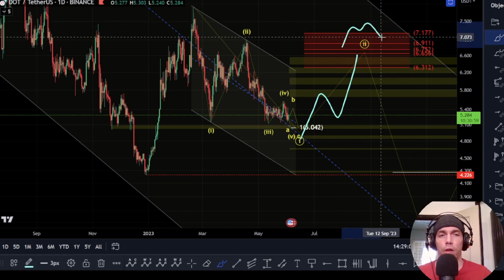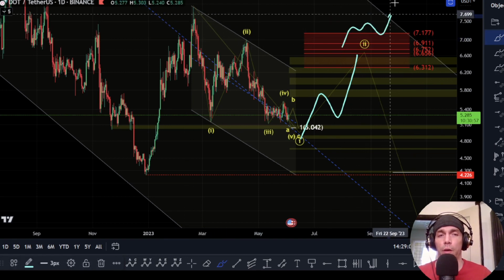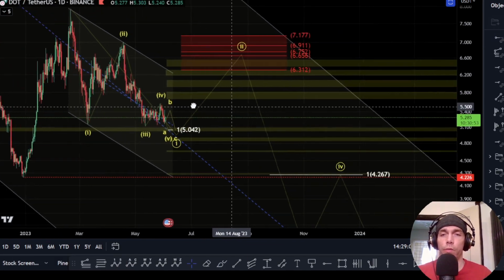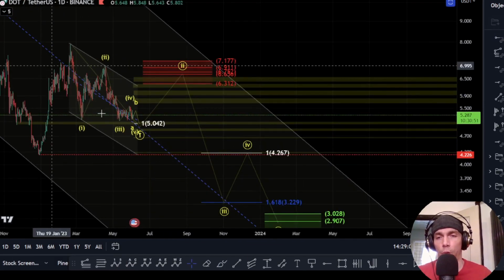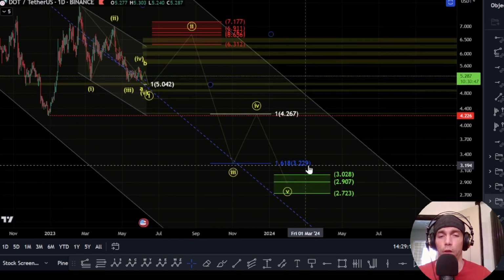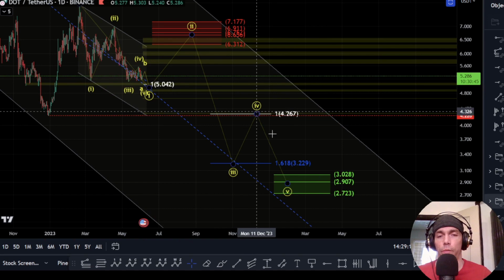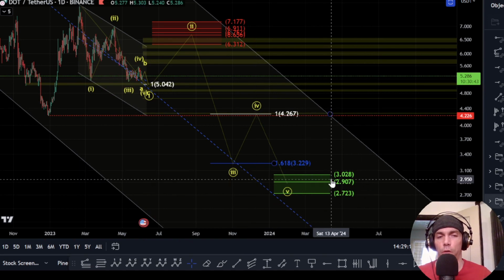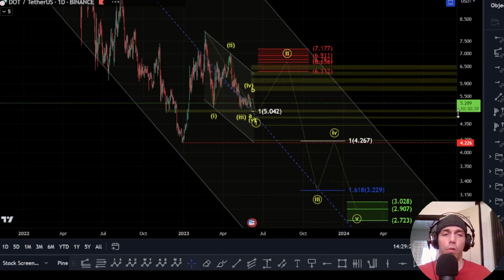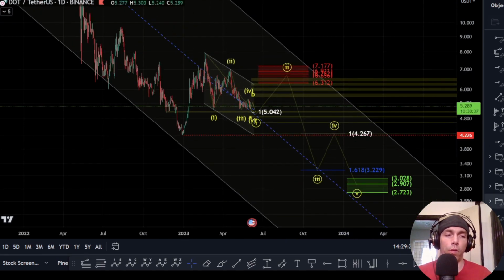If we start to consolidate above this, once again it becomes likely we're going to see price action continue to the upside. Now the key difference here is that we'd be treating this as a wave 1, 2, looking for a 3rd towards the zone of this $3.22, then looking for a 4th and a 5th, which would look to push us down into this $3.02 to this $2.72.